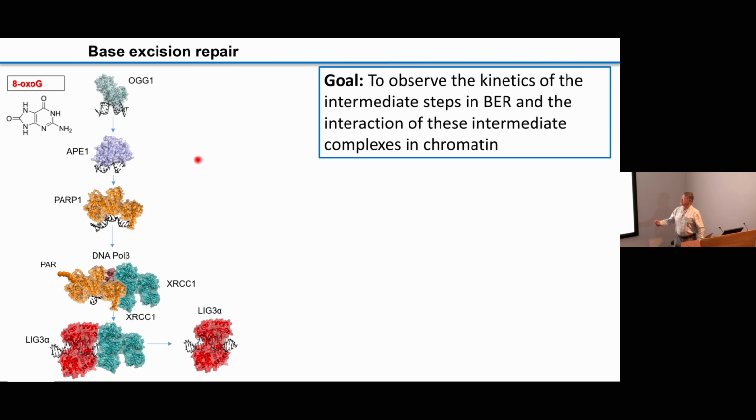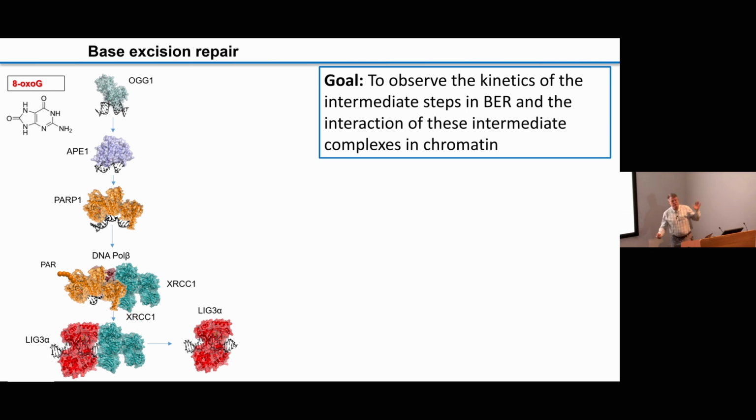So OGG1, 8-oxoguanine glycosylase, removes the damaged base, generating an abasic site, which is then nicked by AP endonuclease. This enzyme, poly-ADP ribose polymerase, finds the nick and activates an ADP ribosylation step using NAD to make long PAR chains. That's believed to then attract XRCC1 and pol beta to fill in the gap that's generated. And then finally, it's ligated closed.